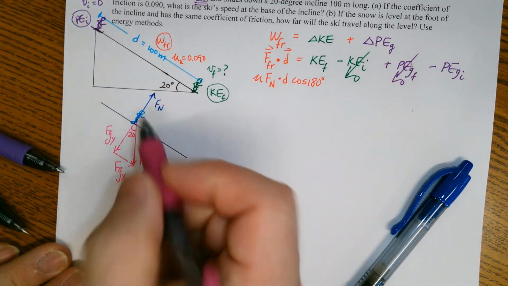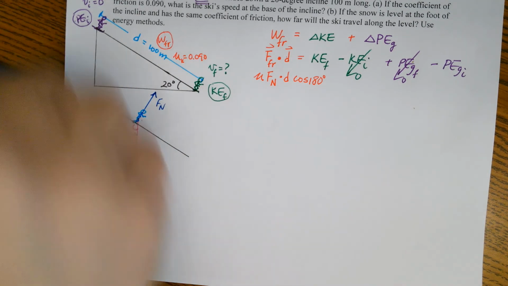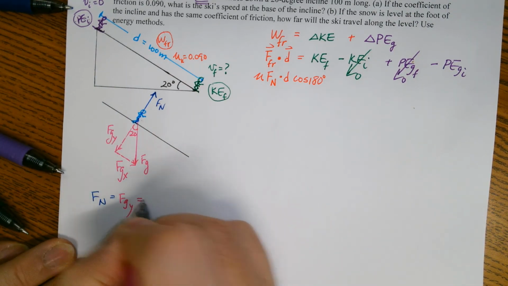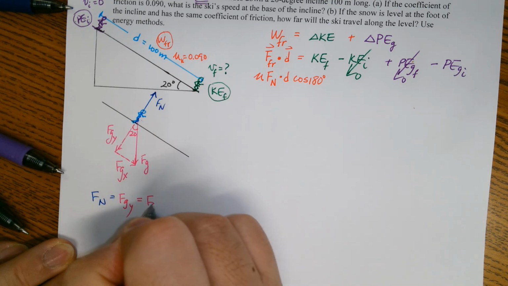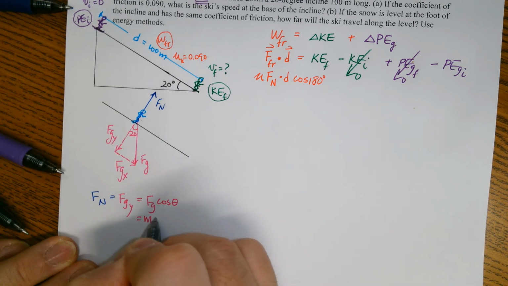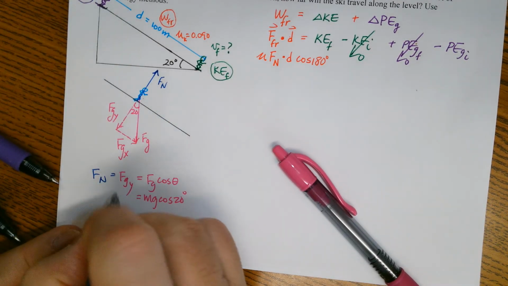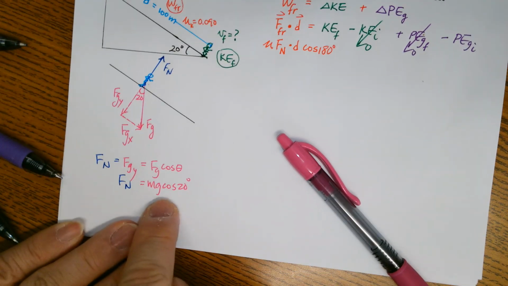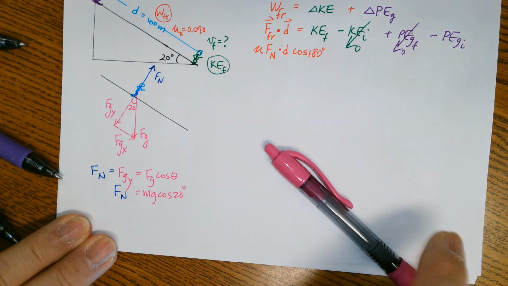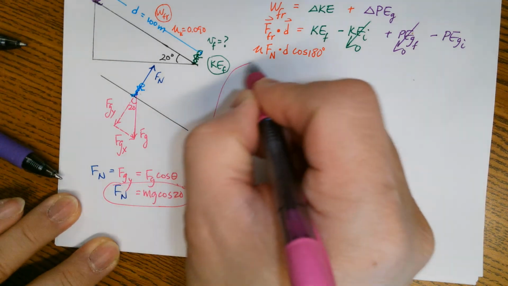So F normal is same as your FGY, right? I hope I don't have to keep proving that is equal to FGY, which is equal to, right, FG cosine theta, which is equal to MG cosine of 20 degrees. That's what my F normal is. So we have to substitute that into here, okay? So we have to put this into here.